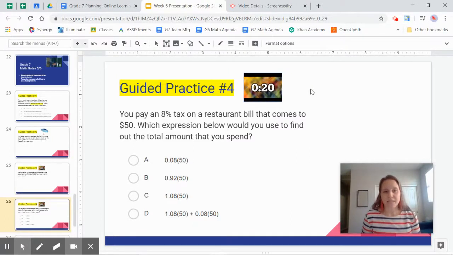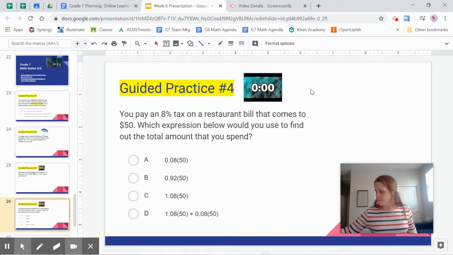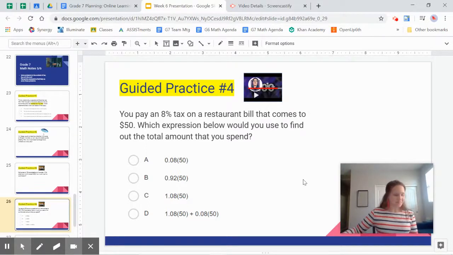I want you to think really carefully about whether you should add that 8% to your 100%. If so, what would it look like in an expression? Oh gosh. I'm gonna need to find a timer that isn't quite so alarming.